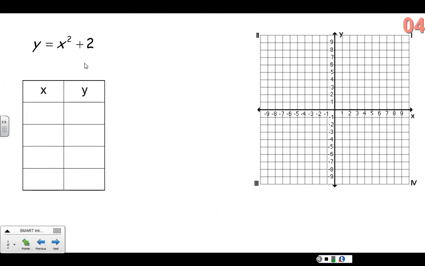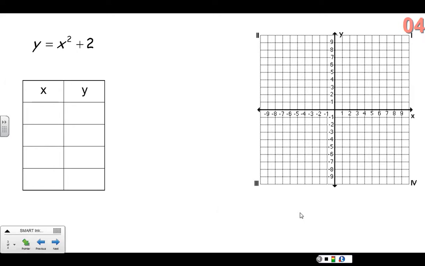Let's look at a different type of relationship. In this one, we have it already solved for y, so that's very helpful for us. But you have x squared, so you have a higher power than 1, and then plus 2. So again, since it's solved for y in terms of x, we can say x is the independent variable, and y depends on whatever x is. So it's dependent.